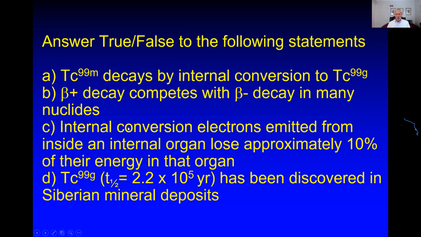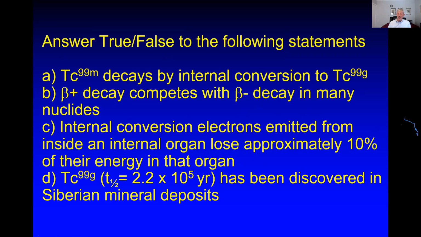C, an internal conversion electron. Now, many isotopes that we administer to patients produce internal conversion electrons. So this is applicable to all isotopes. Internal conversion electrons emitted from inside an internal organ lose about 10% of their energy in that organ. True or false? False.